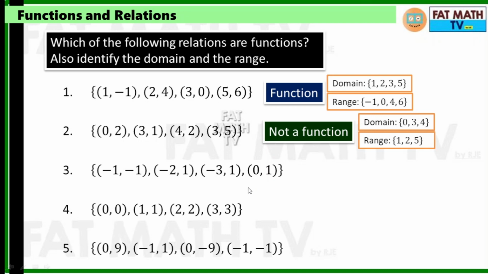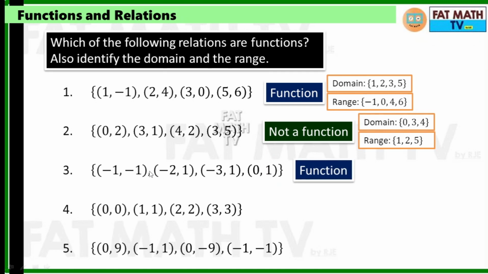How about number 3? The set containing ordered pairs (-1, -1), (-2, 1), (-3, 1), and (0, 1). So you have to check if each x value is paired to only one y value. So -1 is paired to -1, so only one pair of -1. -2 is paired only to 1. -3 is also paired to 1. And 0 is also paired to 1. So this is a function.